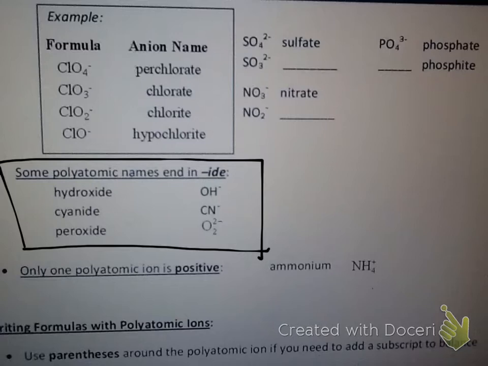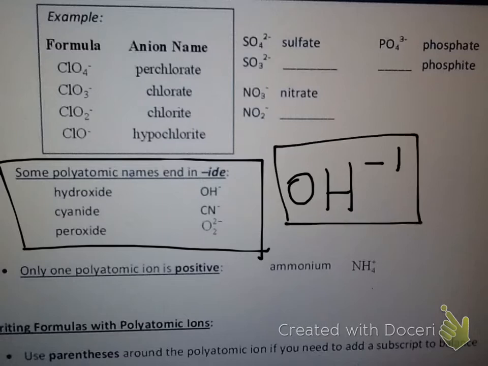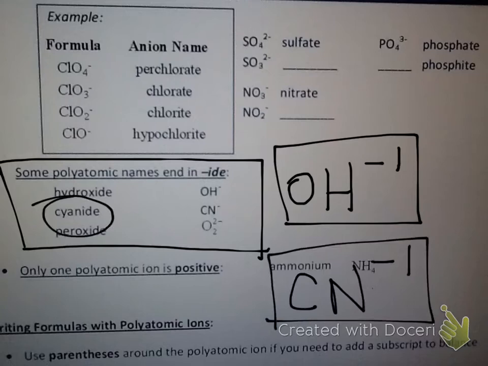So the first one is hydroxide. Hydroxide is OH -1. So it's an oxygen, 1 hydrogen with a -1 charge. This is going to be very important when we get to acid-base chemistry. And in fact, if you study biology, you probably already know hydroxide because you probably use it frequently. We're also going to need to know cyanide. Cyanide is carbon, nitrogen with a -1 charge. Cyanide, so CN -1.